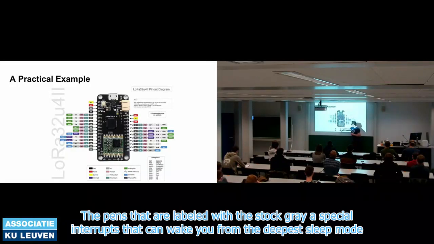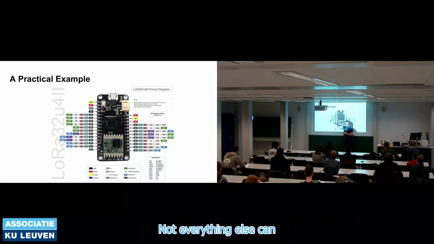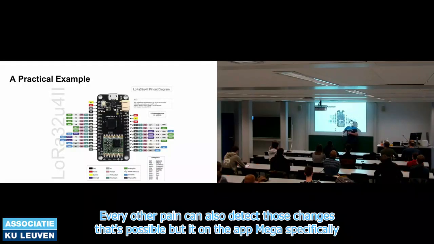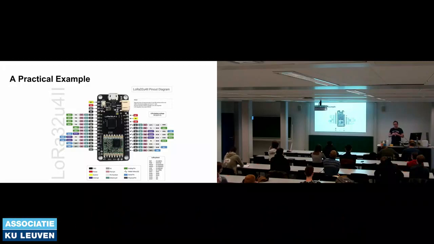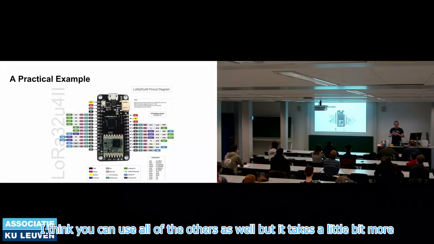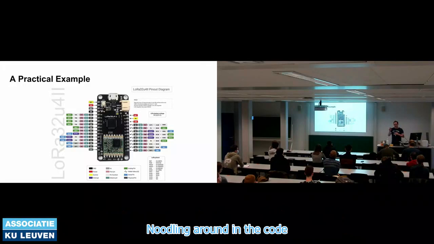The pins that are labeled INT with this dark gray are special interrupts that can wake you from the deepest sleep modes. Not everything else can. Every other pin can also detect those changes. That's possible. But on the Atmega specifically, there's this weird two-level distinction between the interrupts. So there's two that are really easy to use. I think you can use all of the others as well, but it takes a little bit more noodling around in the code.